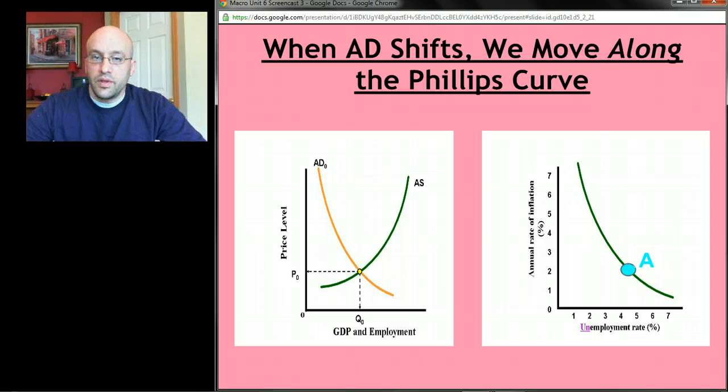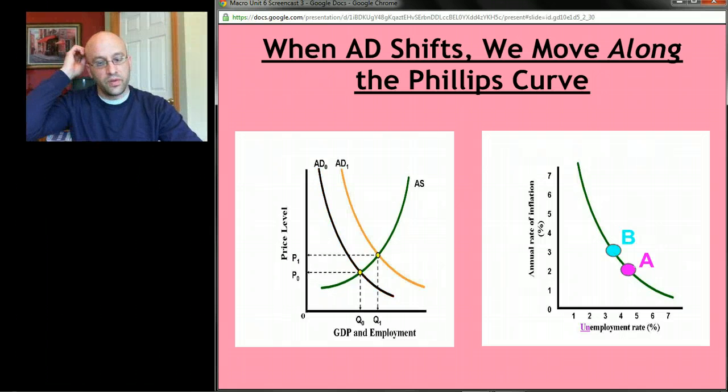Alright, so a couple of little things you should notice about the relationship between these two graphs. When aggregate demand shifts, we're moving along this thing we're calling the Phillips curve. If you look at the graph on the left, we have a certain level of prices and a certain level of employment and unemployment. If aggregate demand moves to the right, notice that price levels go up, inflation goes up, but also notice that employment goes up, or unemployment goes down.